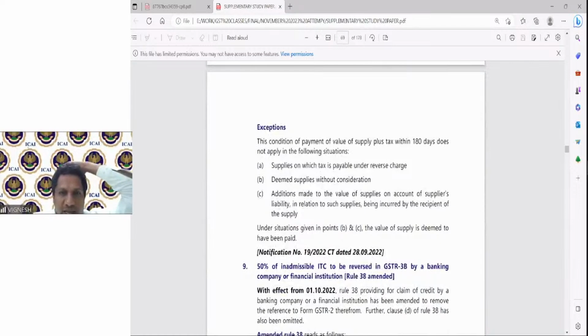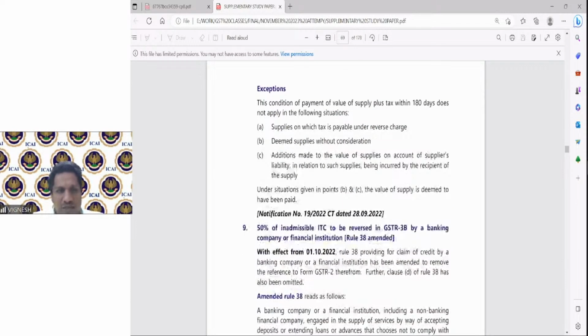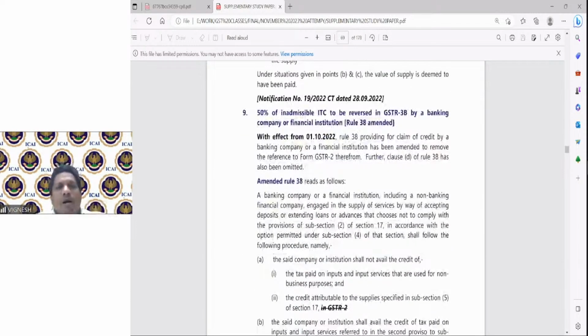Again, there are exceptions where the value of supply proviso does not apply. The first is reverse charge mechanism. In reverse charge, it doesn't matter. Second, deemed supplies without consideration. And third, additions made to value of supply on account of the supplier's liability. These three exceptions are covered here.